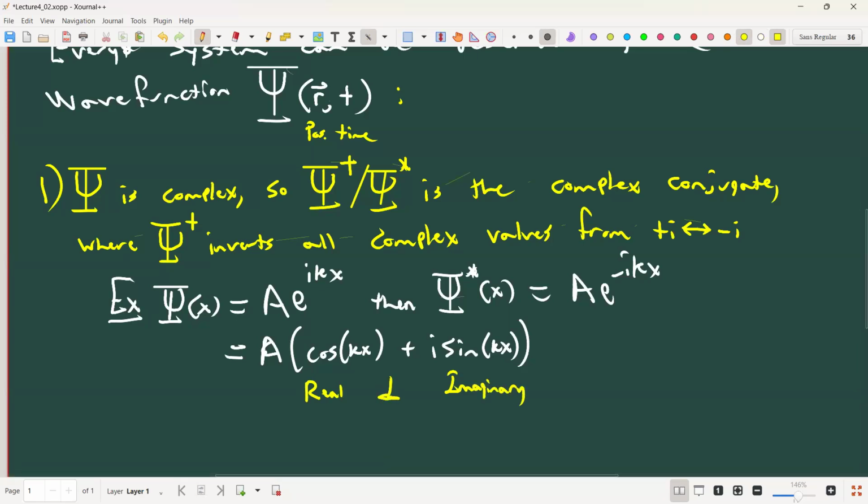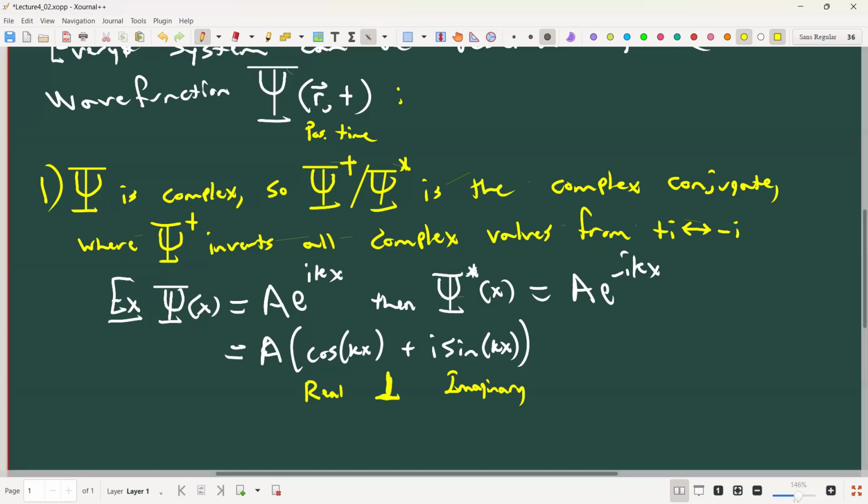And they're perpendicular to each other. This is the perpendicular sine. They're normal to each other. They sit like this, perpendicular to each other. So what does that mean? How do we visualize that?